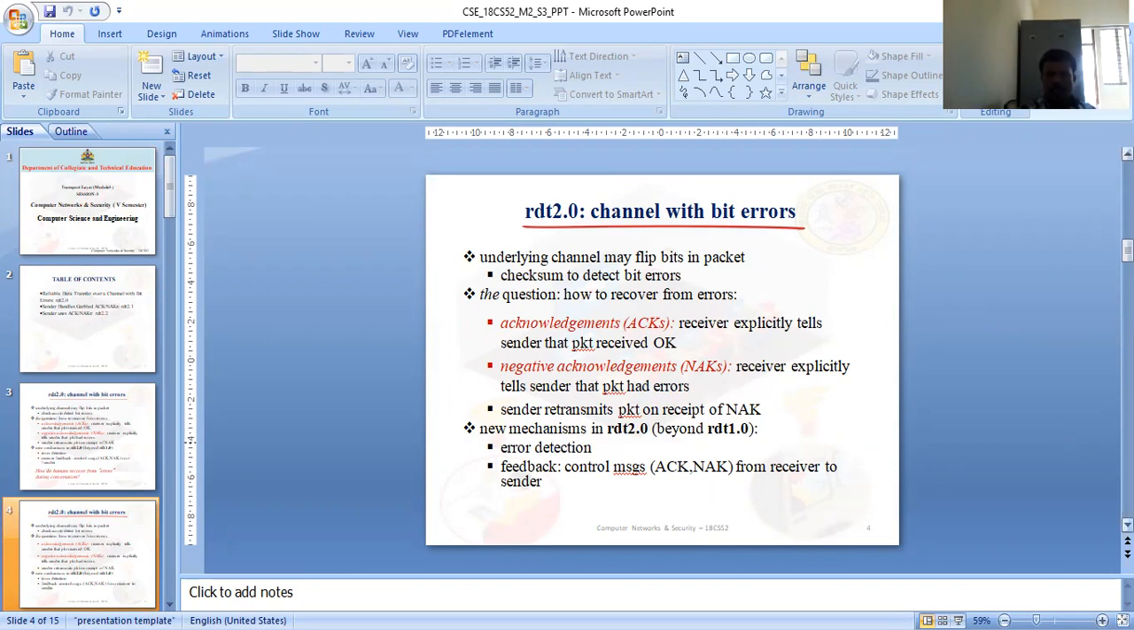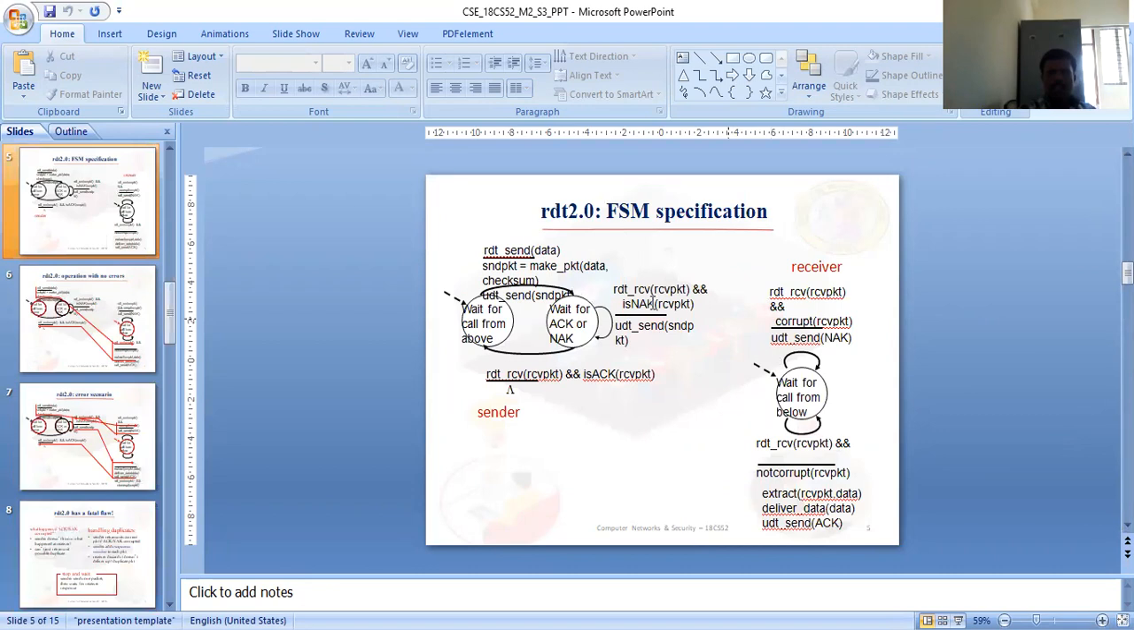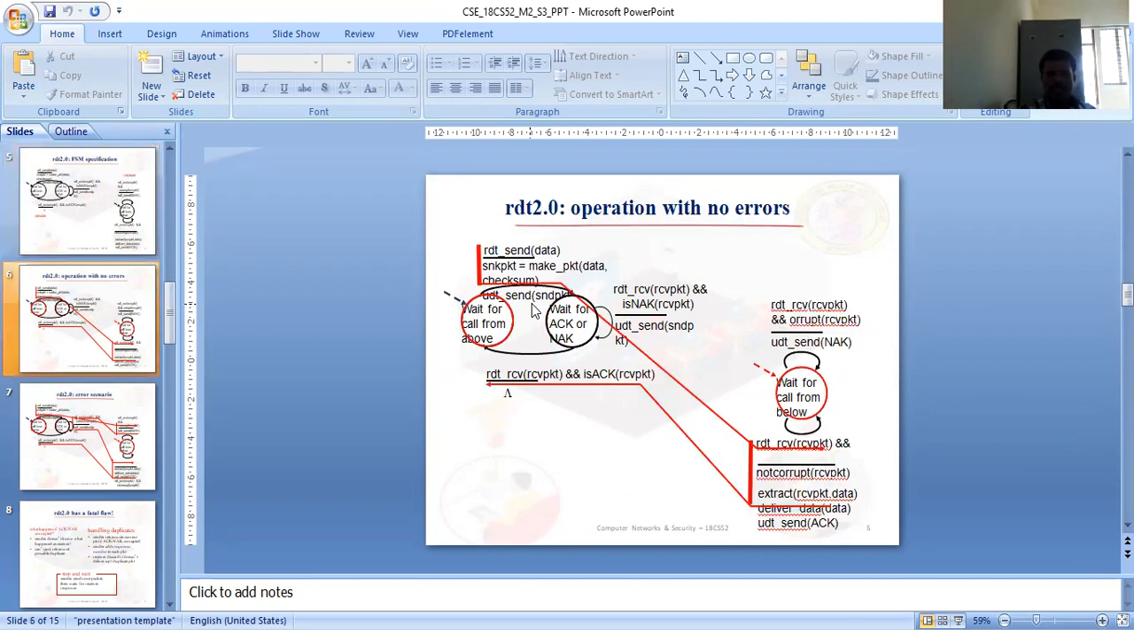I think we already discussed this one. So this is the FSM specification of RDT 2.0. The sender waits for a call from the application layer, gets the data, and makes a packet with data and checksum. Then it goes to the state of waiting for acknowledgement. This is one state moving to another state, sending the data.